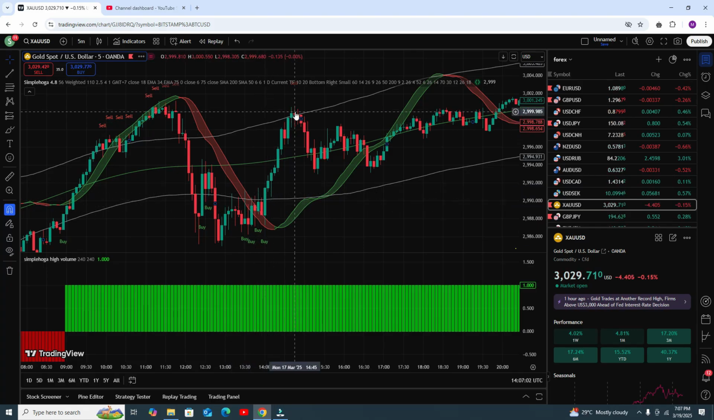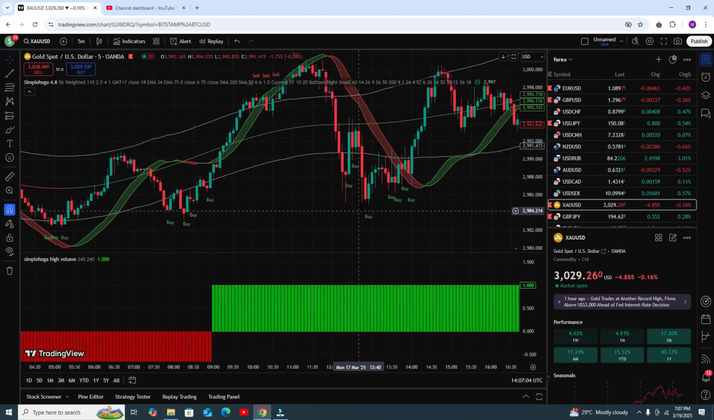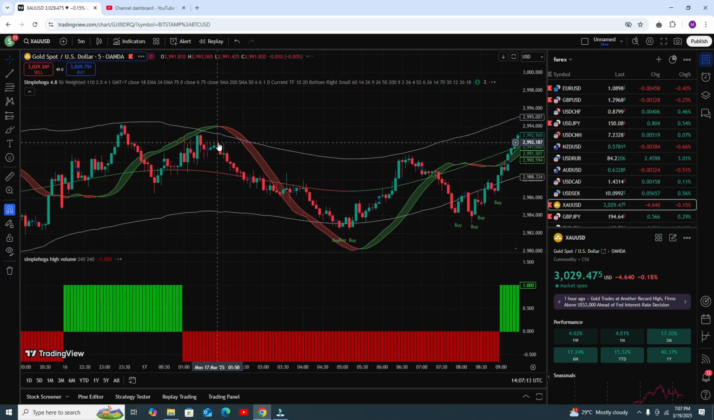Okay, you can target the upper band line, and you need a stop loss from the previous low point, like this one. This is another entry, a perfect entry. I got the profit here. Here you can see you can go for the sell position.